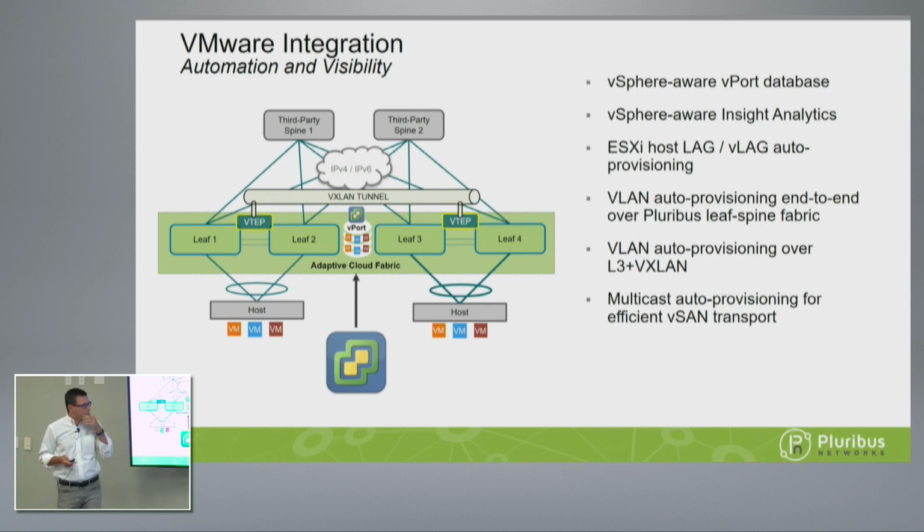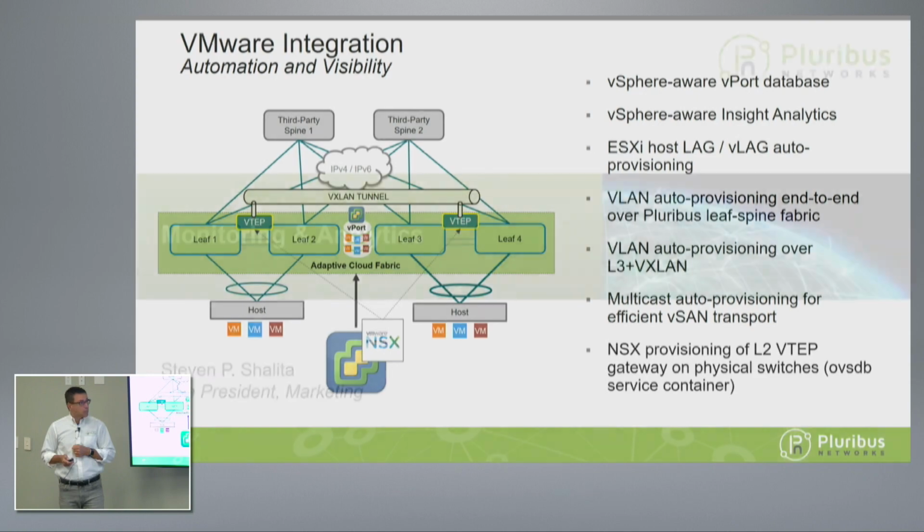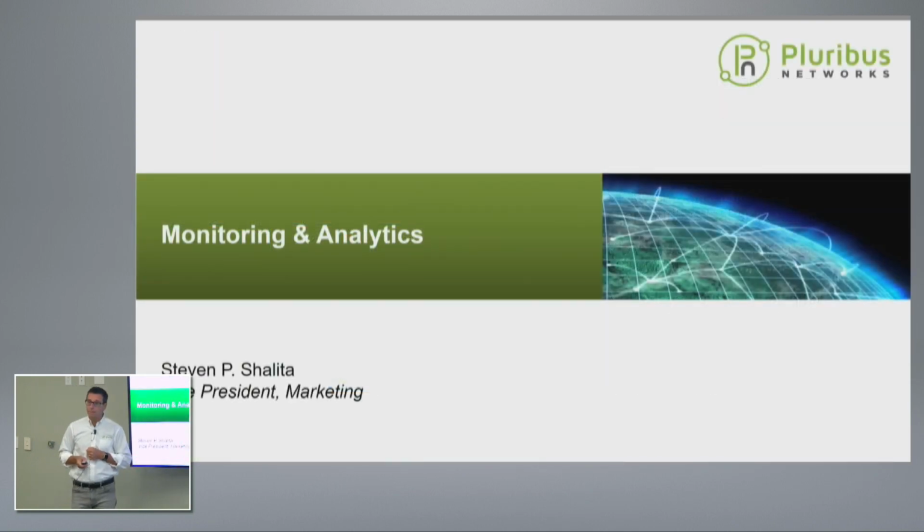We also have provisioning of multicast for vSAN transport, and we have just added support for the NSX layer 2 gateway in the fabric. So it's another option you can use to provision VTEPs and extend the NSX cloud, if you will, to bare metal workloads. This was my last slide.